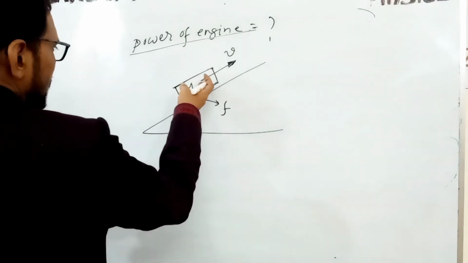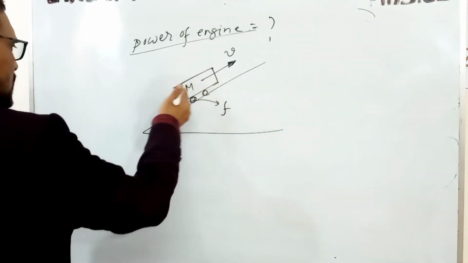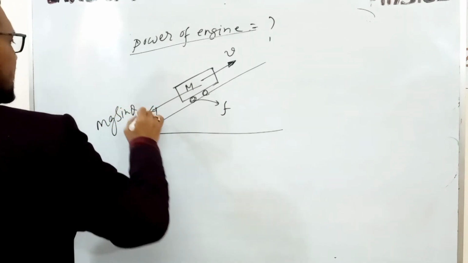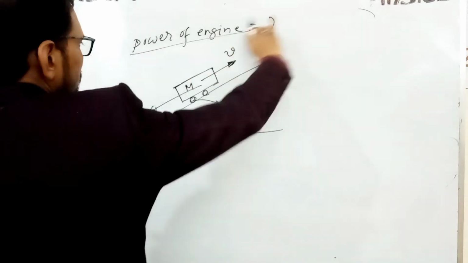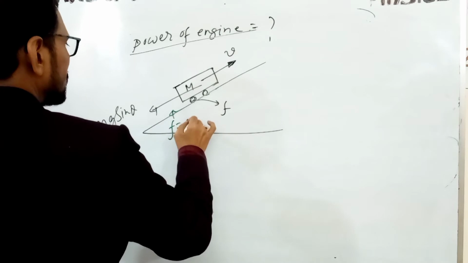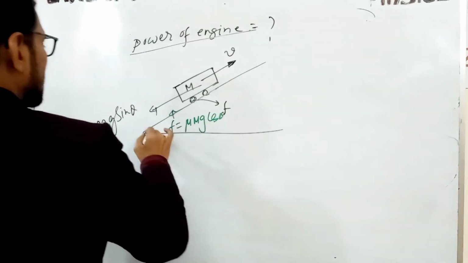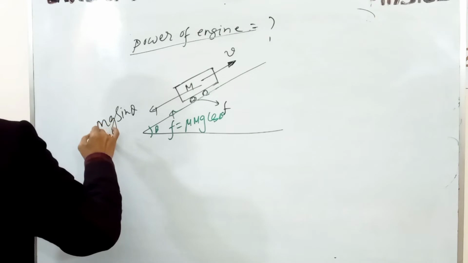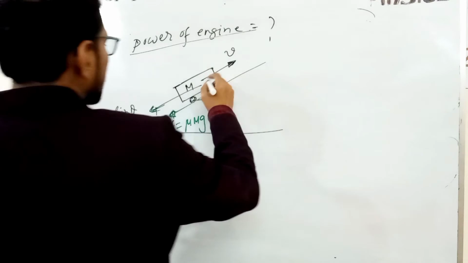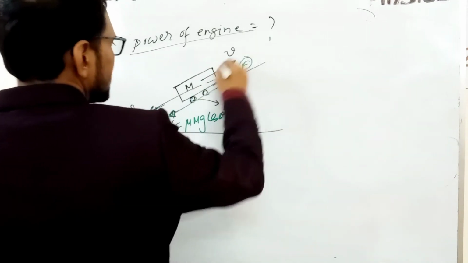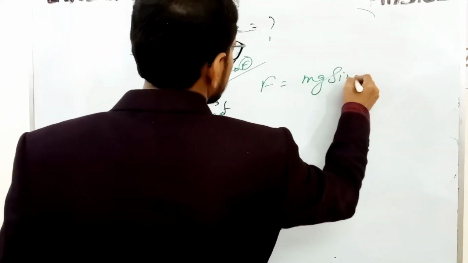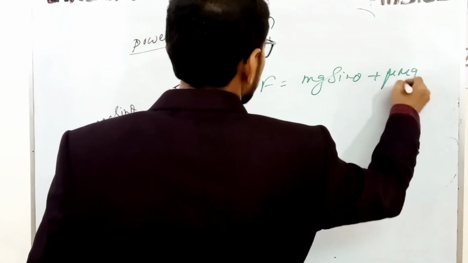The power is required to overcome the force along the downward direction, that force is mg sin theta, and the car moves along the upward direction, so friction also acts in this direction. Friction equals mu into mg cos theta. Suppose theta is the angle of inclination, here suppose mass m. Now what is the force required by the engine to move upward? Force is mg sin theta plus mu into mg cos theta.